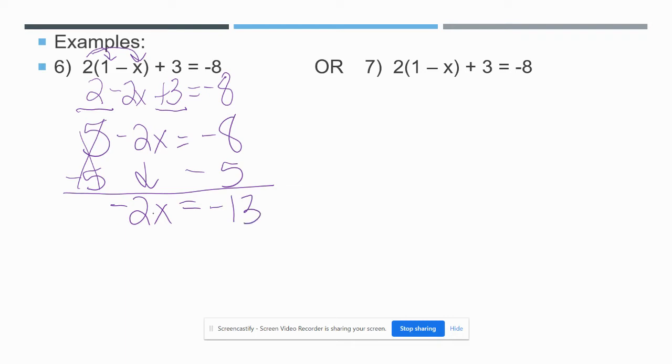Last but not least, this is multiplication here between the negative 2 and x. So the opposite is dividing by negative 2 on both sides. And negative over a negative is a positive, so we have positive 13 halves, or 6.5.